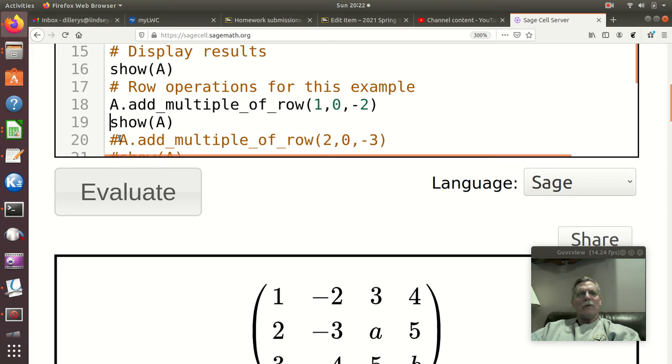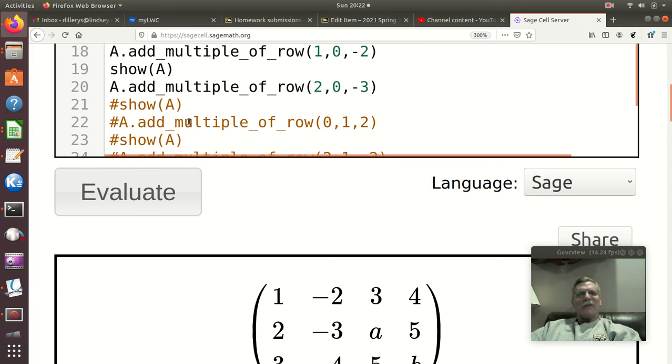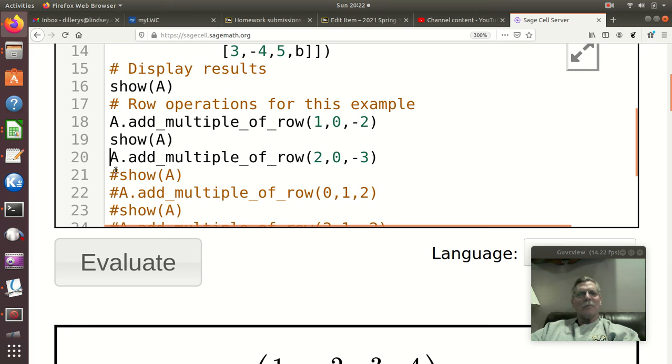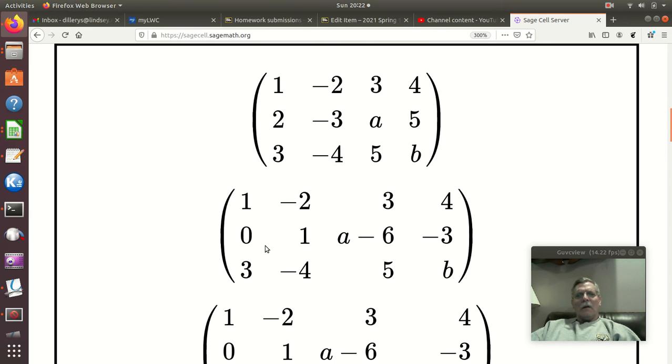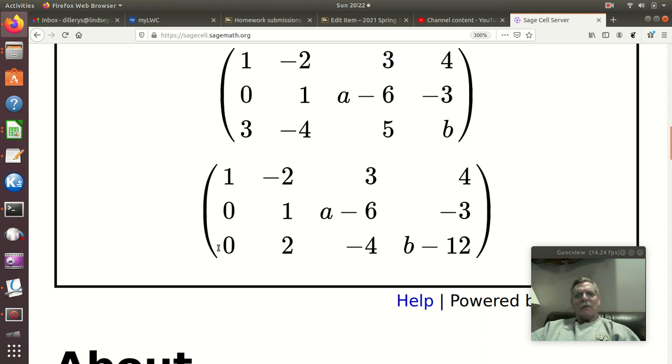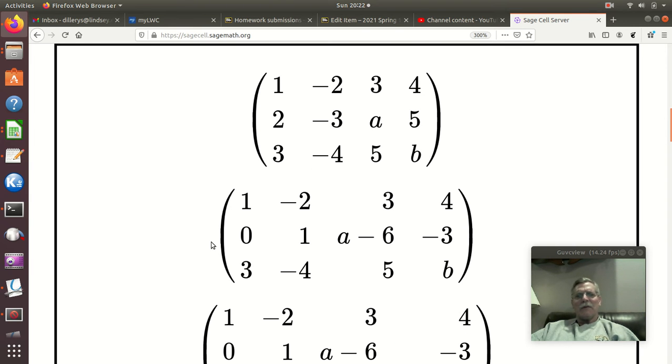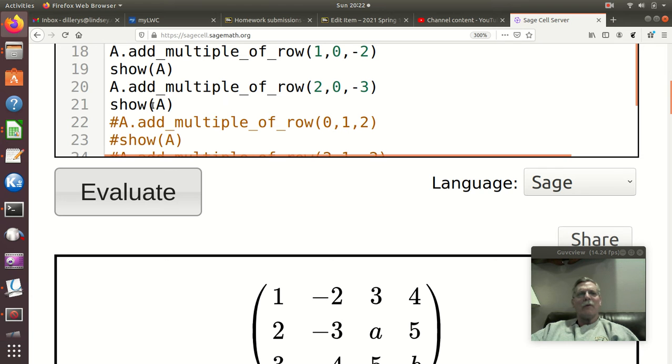Then I show the result. I don't necessarily have to show that result. I could keep that out of there so I don't have as much printed out down here. But I'll do it just so we can see. And then here I have my last row, row 2. And I add to that -3 times row 0. So I evaluate and see that got the 1 0 and that got the other 0. So again, I didn't necessarily have to print this out since I did both of those at the same time, but it doesn't hurt.